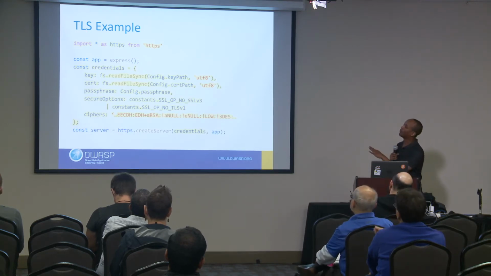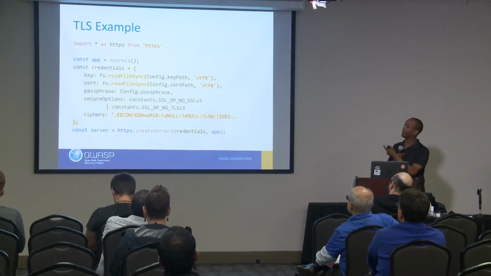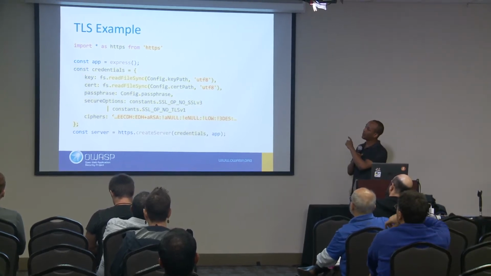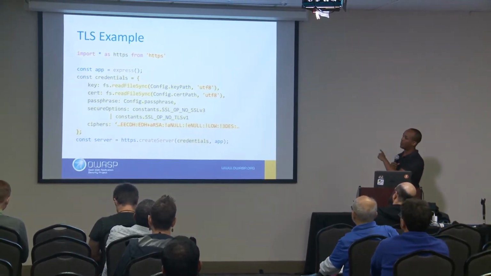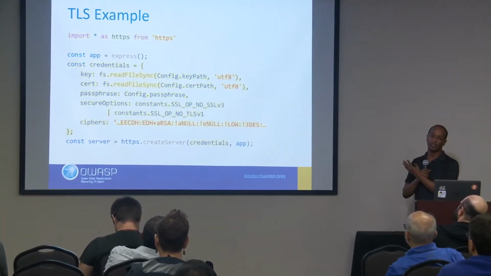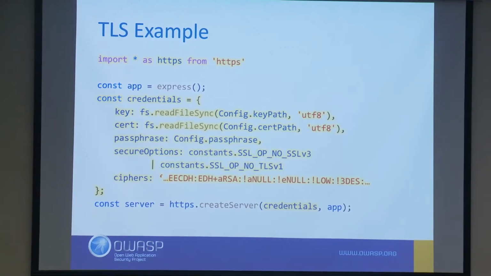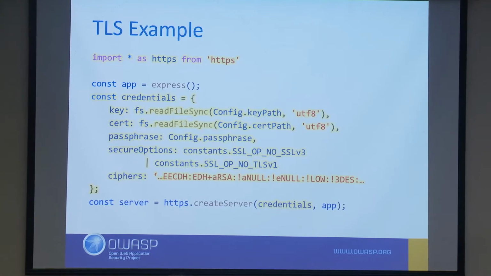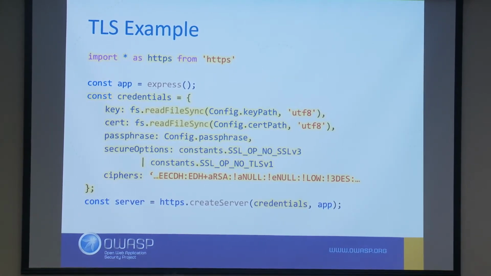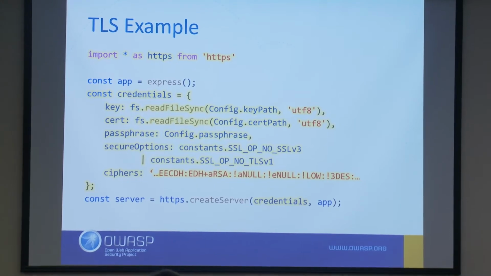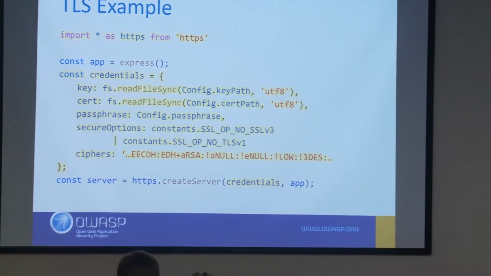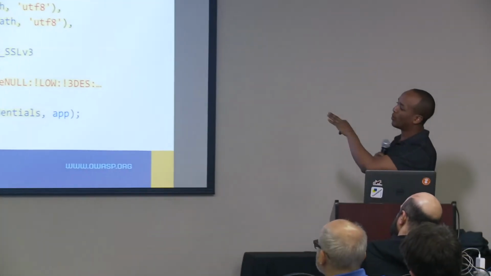Here an example of how to enable HTTPS in Node. Basically, instead of using HTTP module, you use an HTTPS module and you pass it a credentials object. You just provide a key, a certificate for the key, and a passphrase that secures the key. If you notice, we don't have the passphrase as a string in the code. It's stored securely and passed securely to your application. We also pass secure options to disable SSL version 3 and TLS 1, and also pass a ciphers which sets which ciphers we want to use and which ciphers we want to disable.